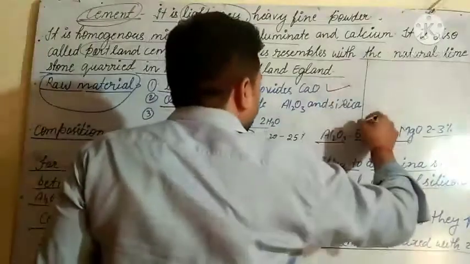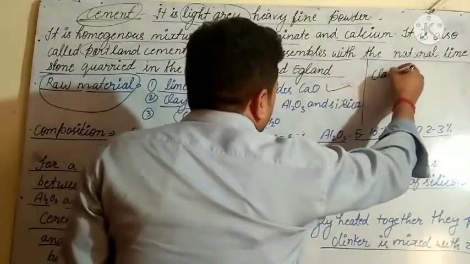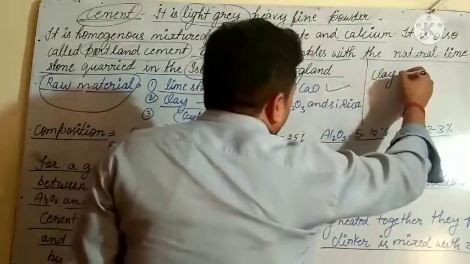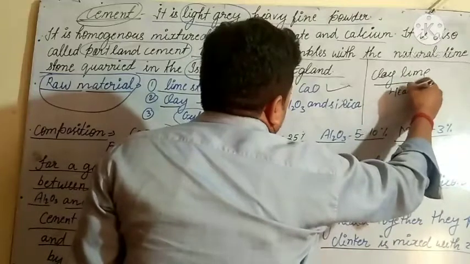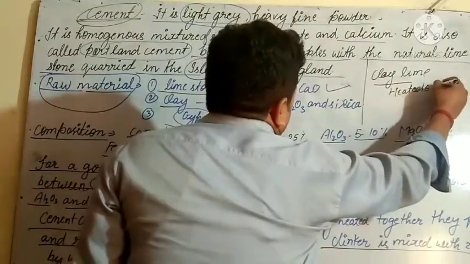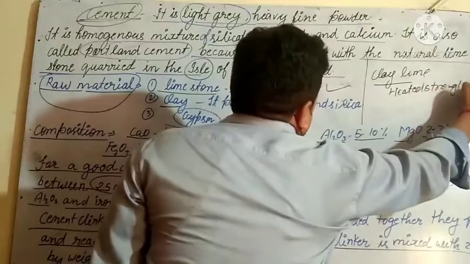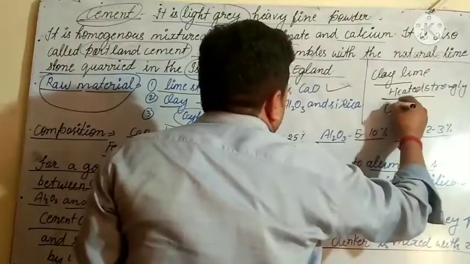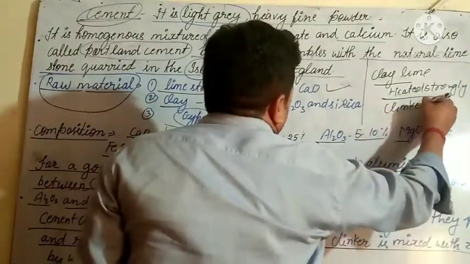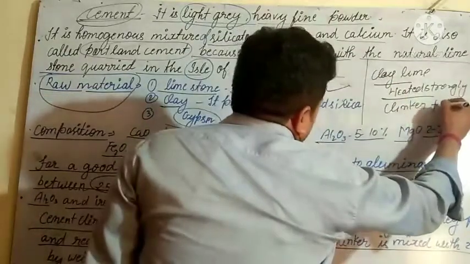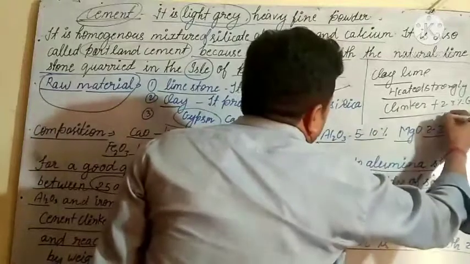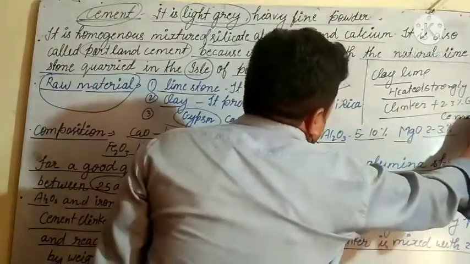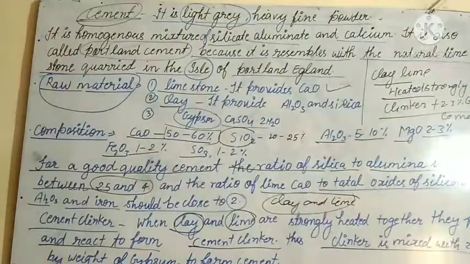So what is that? Clay and lime heated strongly. What is that? Clinker. When 2 to 3% gypsum is mixed, then it is cement. So you remember it. What is cement clinker or cement?